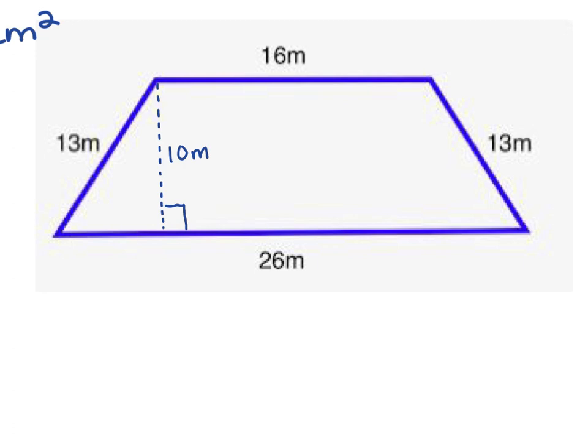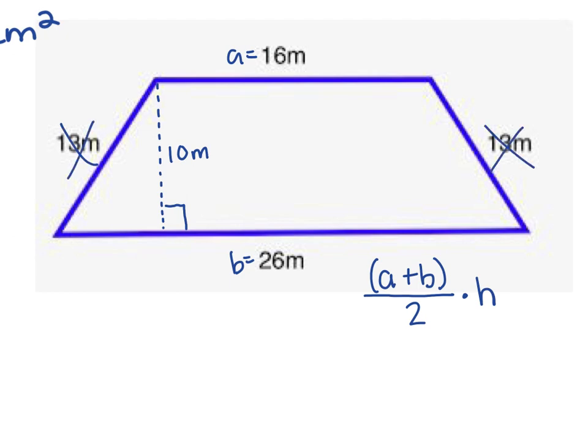Okay, so our formula for area of a trapezoid is base A plus base B. We have to get that answer first, so we need parentheses, divided by 2 times the height. Okay, now let's just fill in our numbers. And remember, the 16 can be A or B, the 26 can be A or B. Doesn't really matter which one. Don't use the slanty lines.